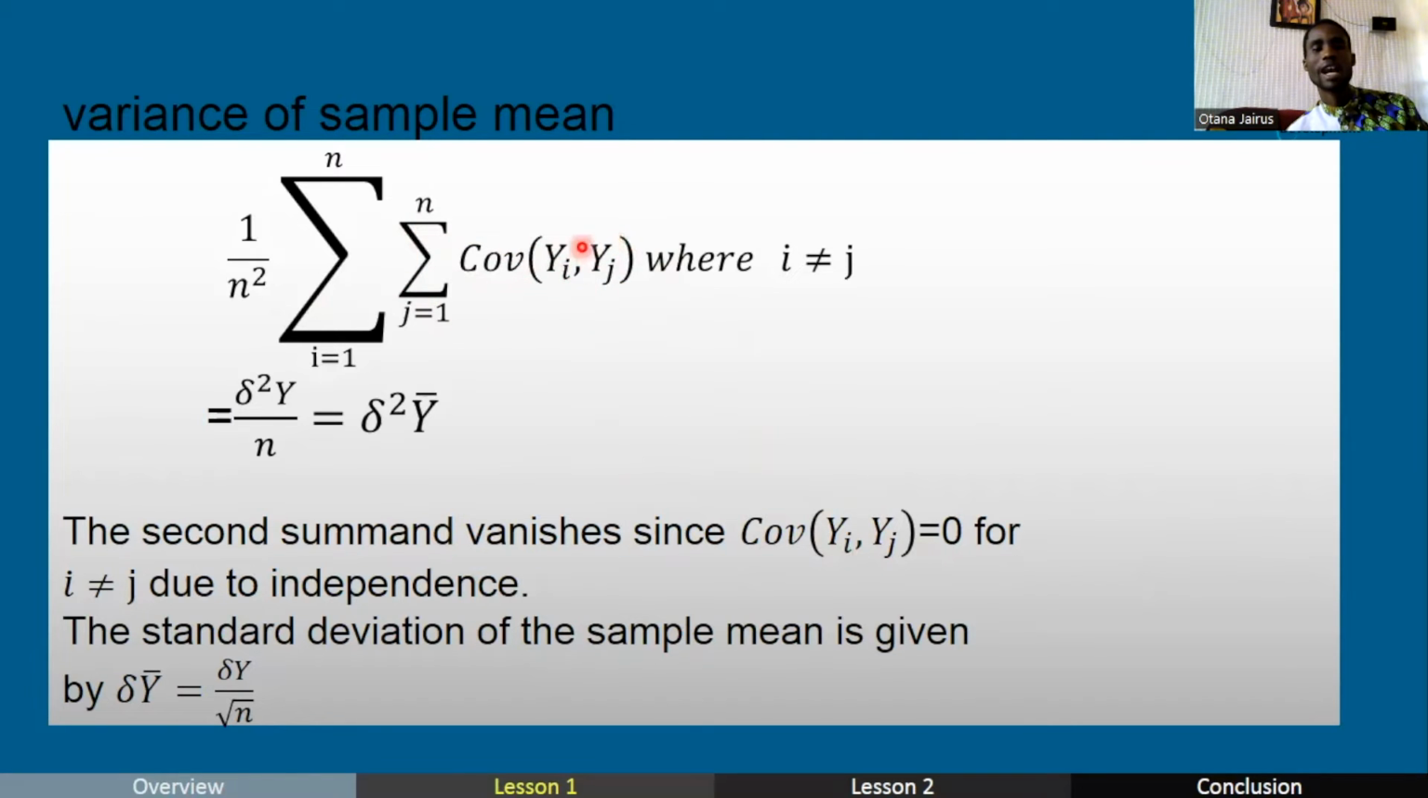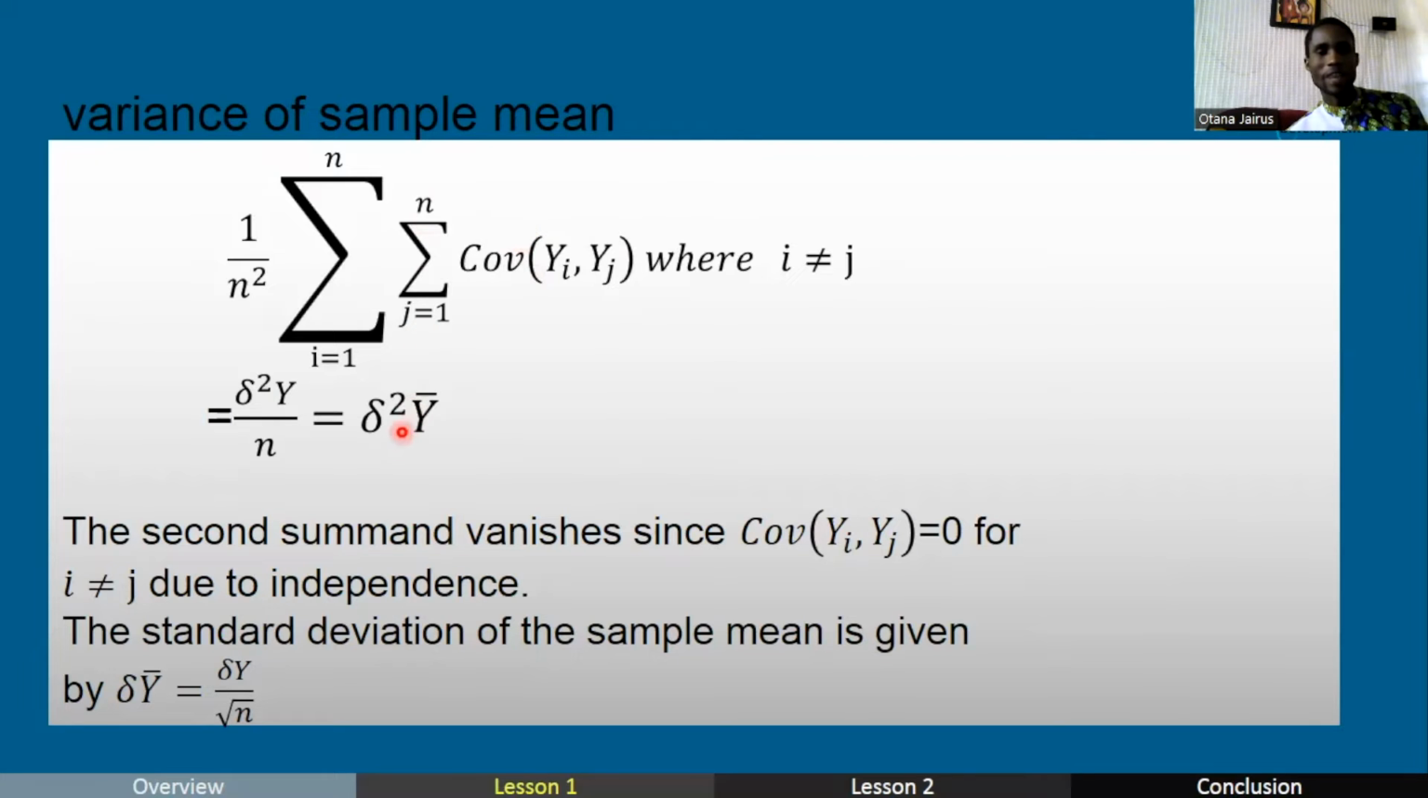So when the summation cancels, we find that the variance of the sample mean is given as sigma squared y bar. Since the sum of y divided by n is the mean, y bar, sigma squared y bar is the variance. We can then get the standard deviation of the sample mean, which is given by taking the square root of the variance.